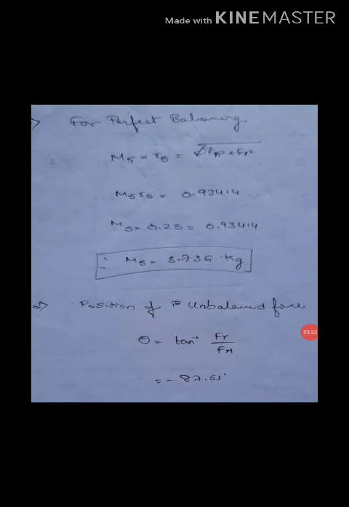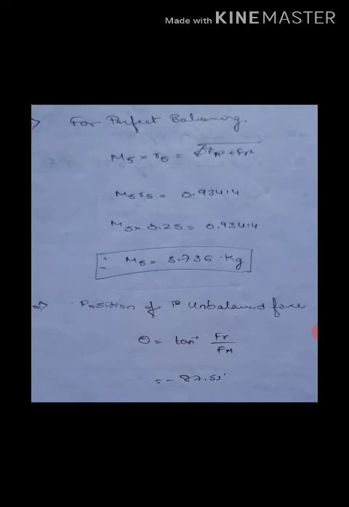For perfect balancing, the fifth mass should be equal to the unbalanced resultant force. So that's why m5 r5 equals 0.93414, the resultant unbalance. If r5 is already known, that is 0.25, therefore m5 comes to 3.736 kg to balance the system. Now the position where this balancing mass should be placed: the position of the unbalanced force, theta, is tan inverse of FV by FH. Substituting, we get minus 87.53 degrees. This is the position of the unbalanced force, so opposite to that, we should keep the m5 mass.